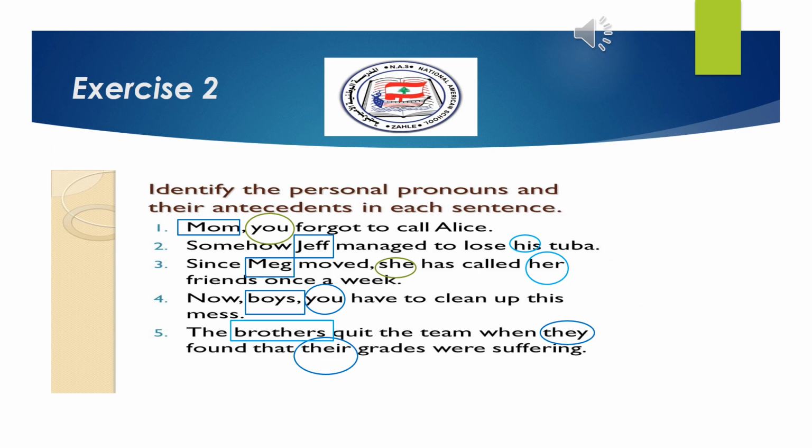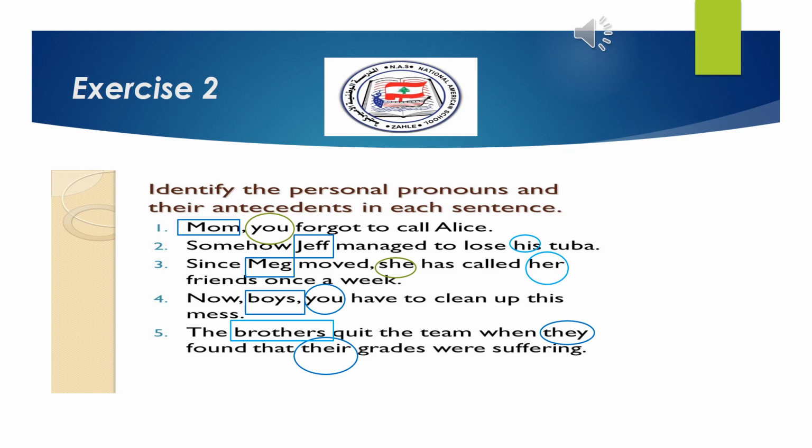As you will see in exercise 2, the pronoun is circled and the antecedent has a square around it. Identify the personal pronouns and their antecedents in each sentence. 1. Mom, you forgot to call Alice. You is the pronoun that agrees with the antecedent mom. 2. Somehow Jeff managed to lose his tuba. His is the pronoun that agrees with the antecedent Jeff.